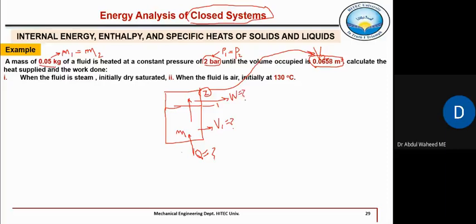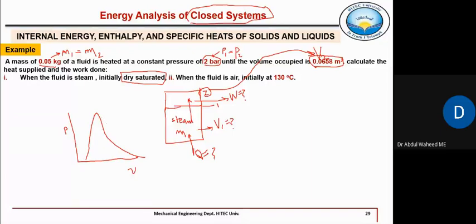This is the problem. So what is part one? Part one is when this fluid, which we are heating and which is expanding, is steam, initially dry saturated. So you should be clear what is meant by dry saturated. Okay, resume. TV or PV, because we want to find out work done, it's better to show it on a PV diagram. So where is dry saturated?